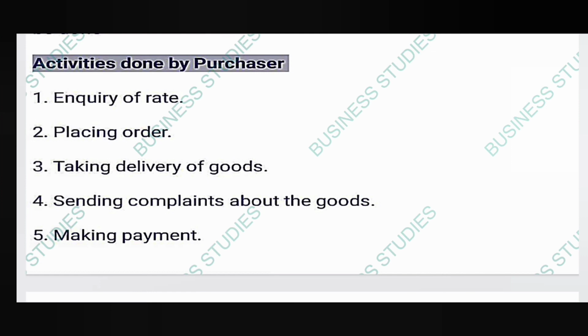That is the second point, placing the order. After that, third point, I will take the delivery of goods. After taking delivery of goods, if any complaint, any defect is there related to goods, I will send the complaint, and after that in the last I will make the payment. So these are the activities done by the purchaser.